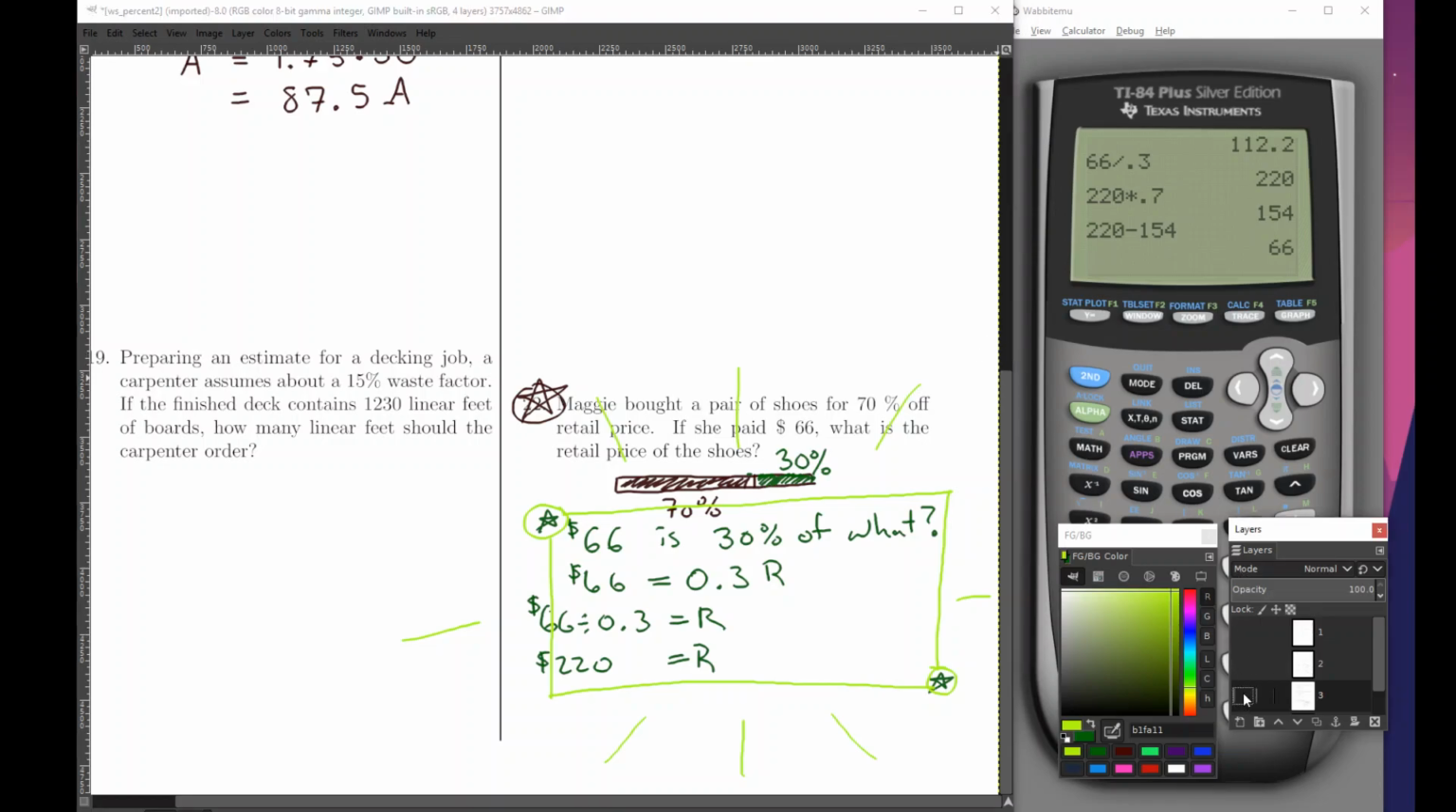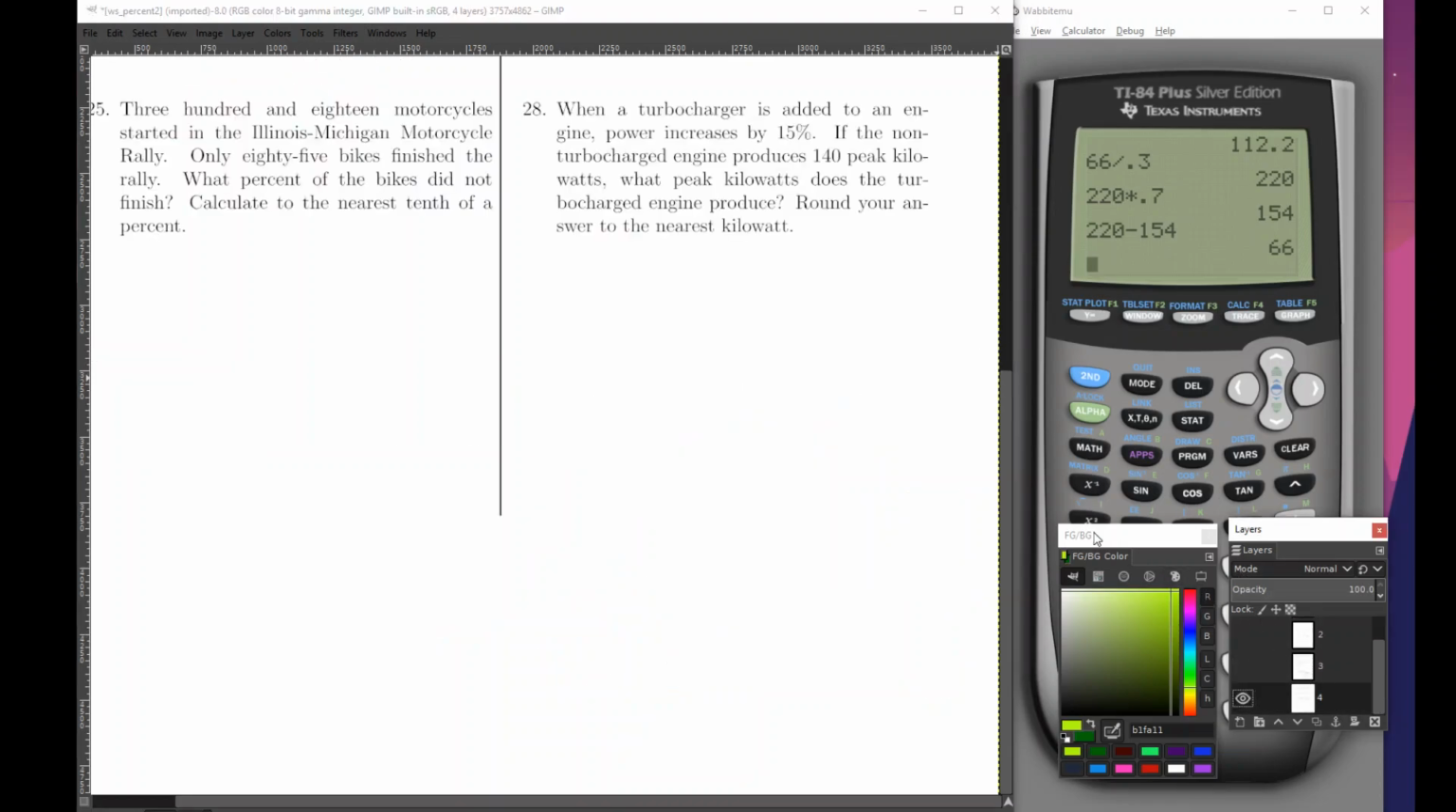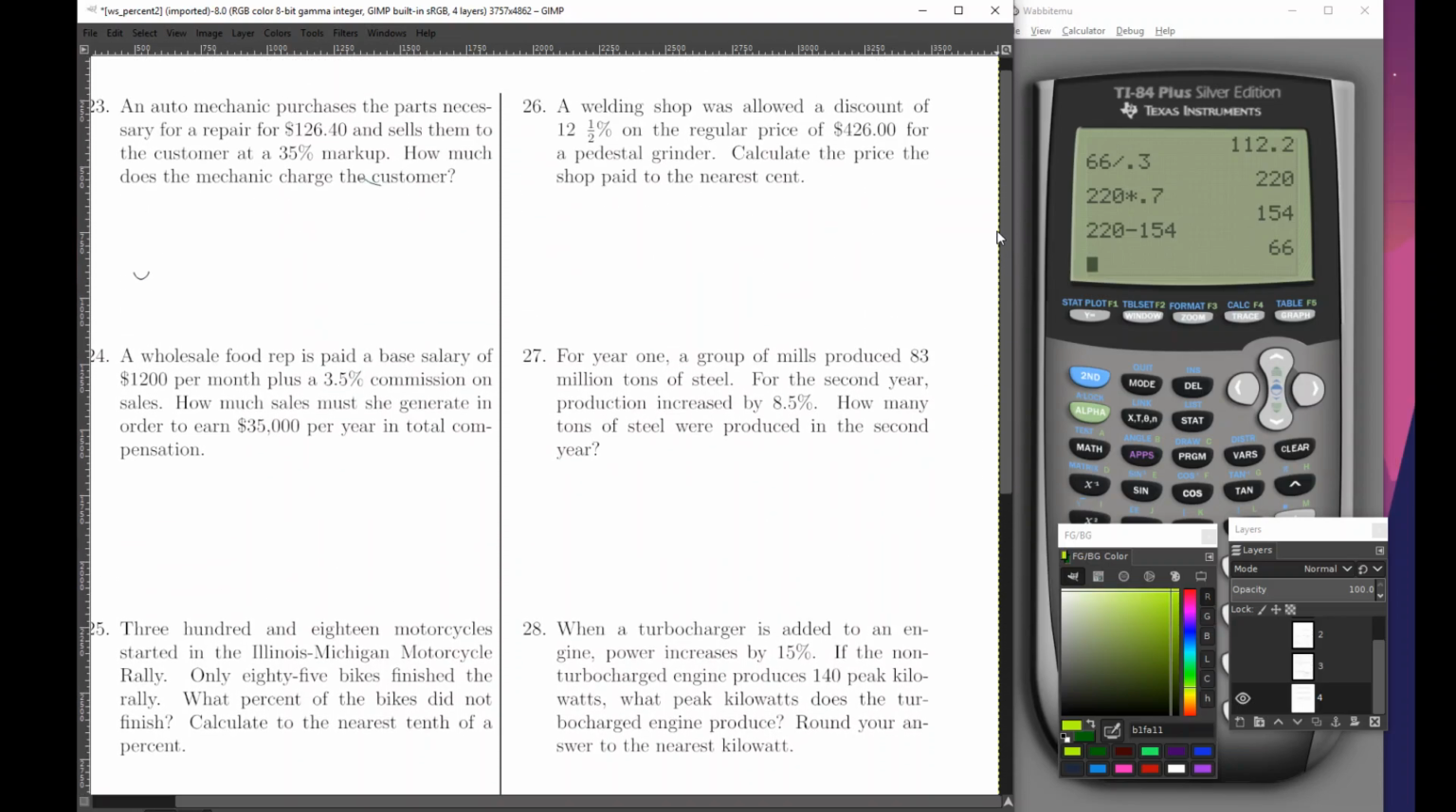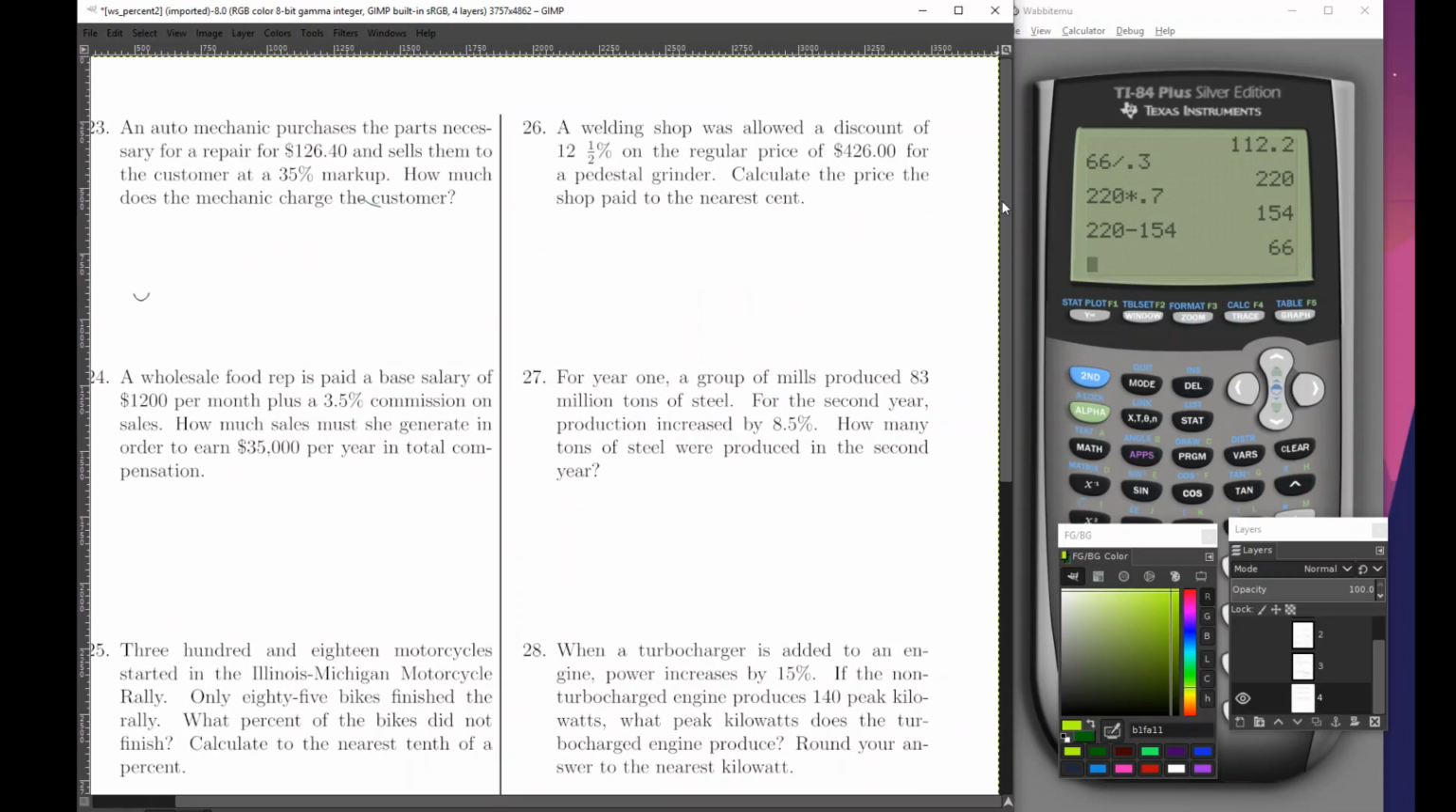Let's look at some more problems. Let's see here. An auto mechanic purchases the parts necessary for a repair for $126.40 and then sells them to the customer at a 35% markup. How much does the mechanic charge the customer?